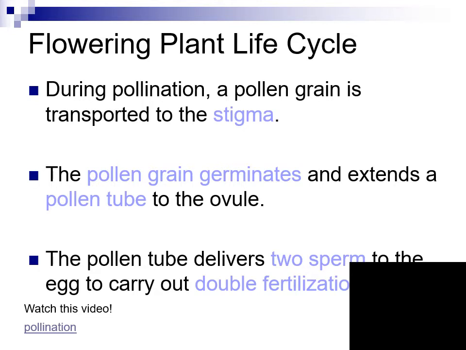So when the pollen tube germinates and the sperm swim out, there are two sperm that come down to the egg. And so we look at this as a double fertilization event because there's two sperm. So we need to take a look at what is being fertilized by the sperm. And if you get a chance, take a look at this video. It's a good video on pollination.